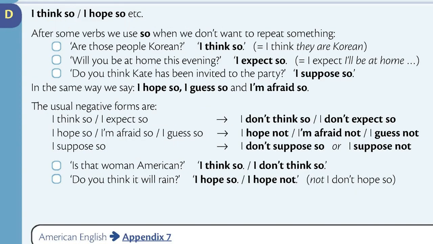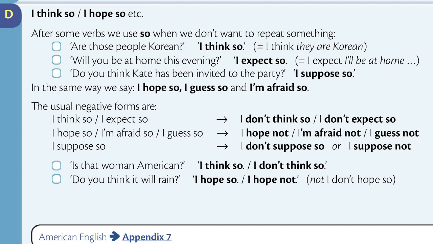Section D. I think so, I hope so, etc. After some verbs, we use so when we don't want to repeat something. Are those people Korean? I think so. Will you be at home this evening? I expect so. Do you think Kate has been invited to the party? I suppose so. In the same way, we say, I hope so, I guess so, and I'm afraid so.